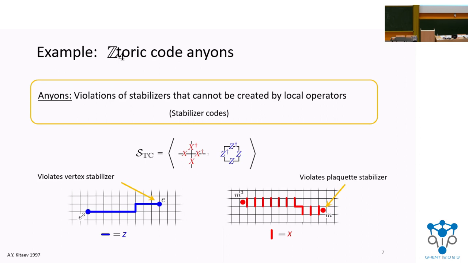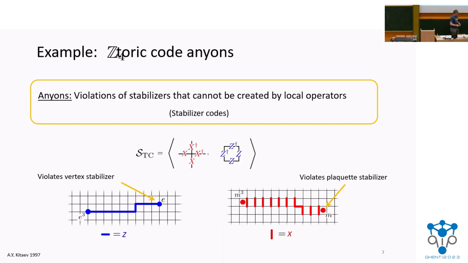The first is an E anyon. This corresponds to a violation of a single vertex term. Now I can't violate a single vertex term with a local operator. But I can do this, at least in a local region, with a string of Pauli Z operators along a path in the lattice. This string operator, this string of Pauli Z operators, commutes with all the stabilizers along the length of the string, and only fails to commute with the vertex terms at the endpoints. So we refer to this as an E anyon. Similarly, there's an M anyon. This corresponds to a violation of a single plaquette stabilizer.